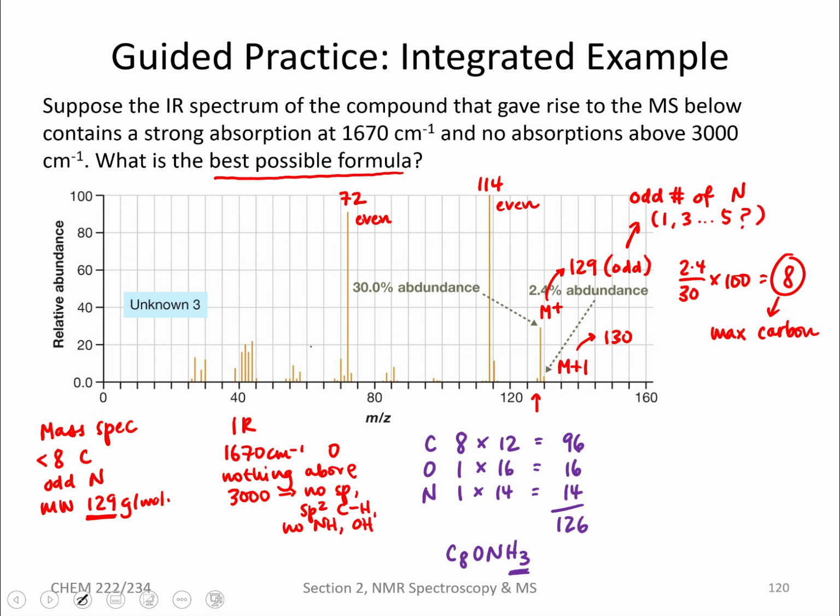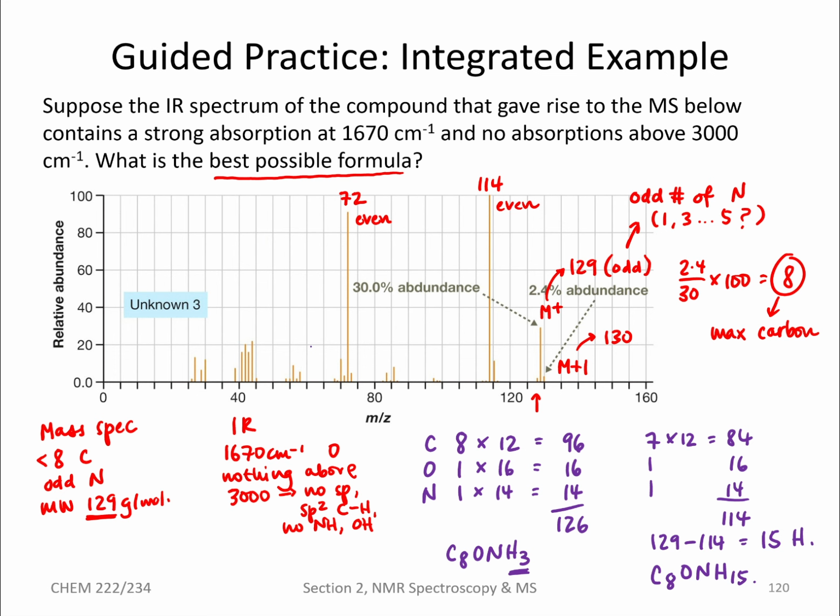So for our carbons, 7 times 12, that gives us 84. For our oxygens, we'll stick with 1. That gives us 16. For our nitrogens, go with 1 again. That gives us 14. And when we total this whole thing up, that gives us 114. Now, when we subtract 129 minus 114, that gives us a remainder of 15 protons. And if we put that all together in our formula, C7ONH15, it's already looking a little bit better.